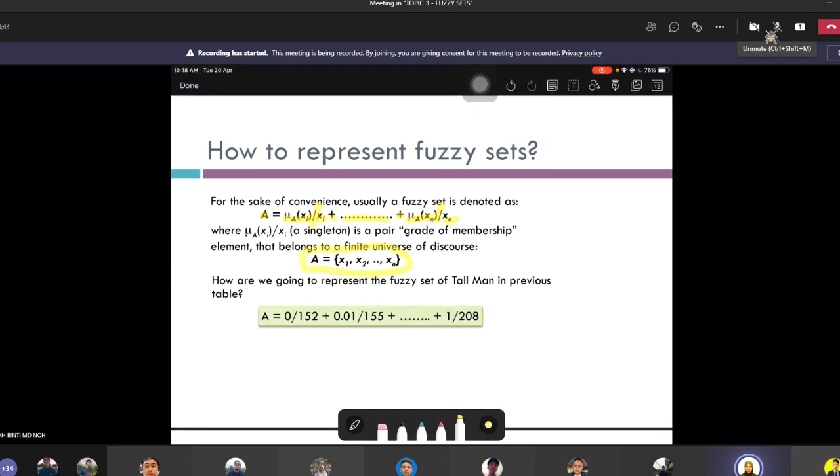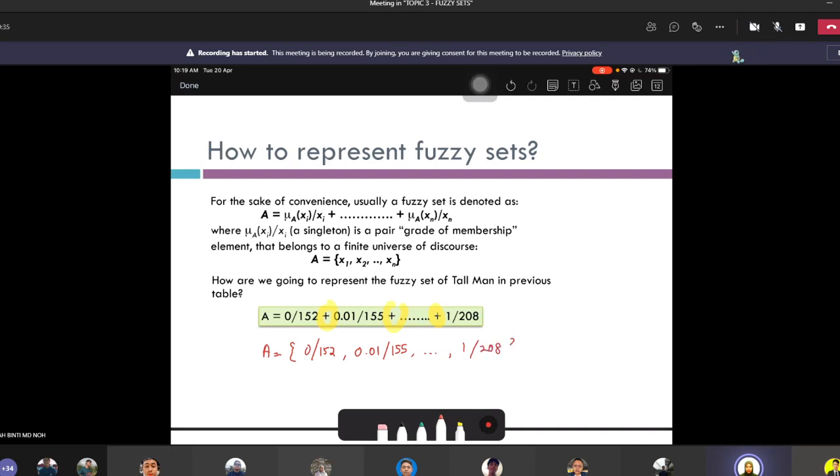Kalau nak bubuh dalam curly bracket boleh, tetapi kena bezakan. Kalau you guna dalam bentuk representation yang ni, pemisah dia adalah tambah tu. You can use this one. And so on. Tapi kalau you nak tulis dalam bentuk curly bracket, diterima juga sebagai satu cara representation. A is equals to curly bracket. Okay. Elemen 152, degree of membership dia 0. Okay, comma. Elemen 155, degree of membership 0.01. Saya rasa dulu you all biasa represent macam ni kan masa dalam kelas yang dulu, sem lepas. Betul. Ya, madam. Okay, so you boleh guna any cara yang you nak gunakan.